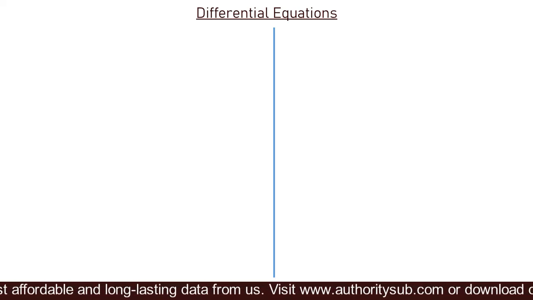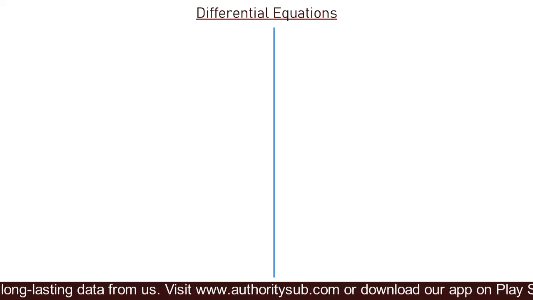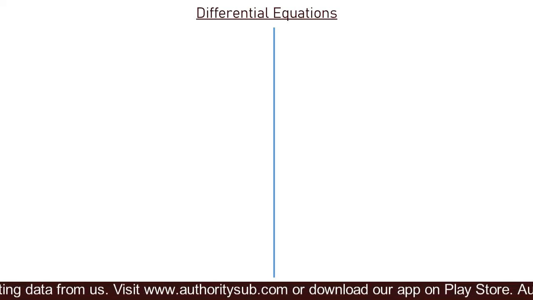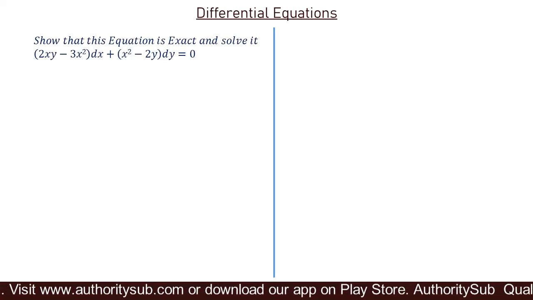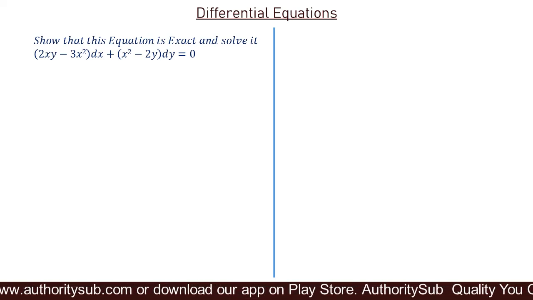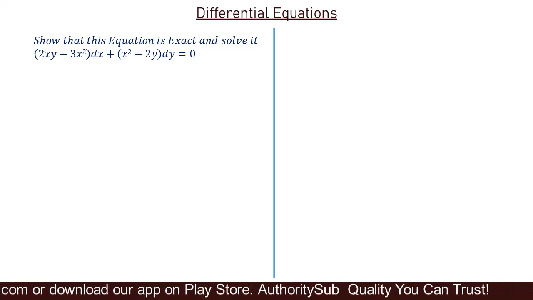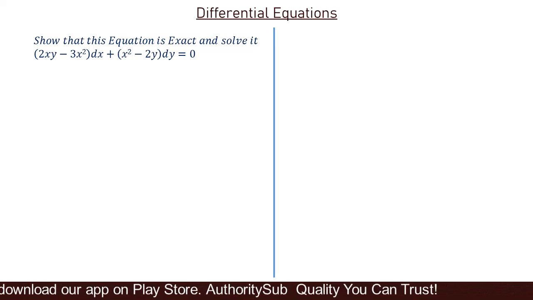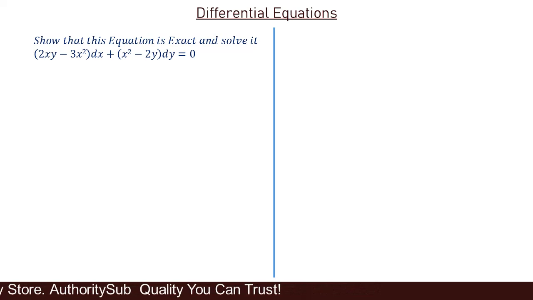In our previous videos, we have talked about the method that will take you a whole lot of time, but in this video, it's very, very short. Okay, now let's see this question. This question says we should show that this equation is exact and we should solve it. The equation is (2xy - 3x^2) dx + (x^2 - 2y) dy = 0.